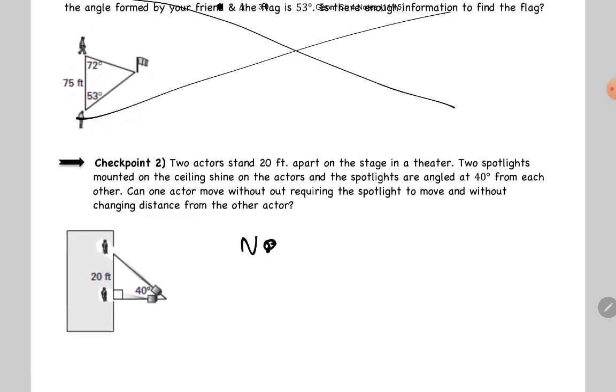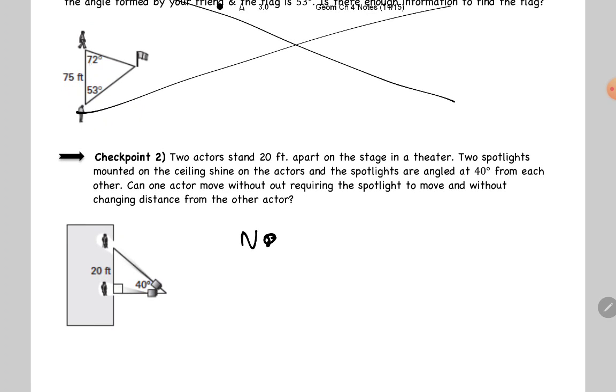This upper example talks about they're in the woods, and they know that they're 75 feet apart, and for some reason they know that they're 72 degrees in that direction is the flag, and 53 degrees in the other direction is the flag, and they're asking whether or not there's enough information. Yeah, there is enough information. You just travel in that direction and you'll probably see the flag.